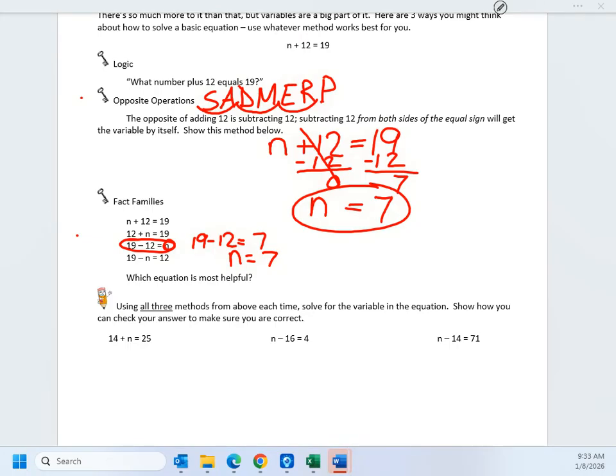Michael? So if there's a negative number, you just add instead of subtract? Yes, because negative means subtract. So the opposite of subtract is add.